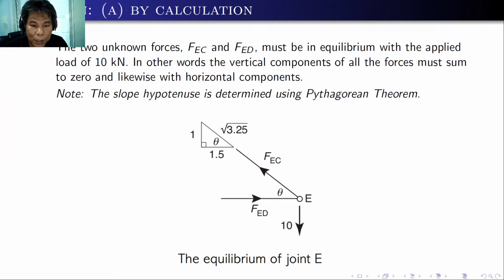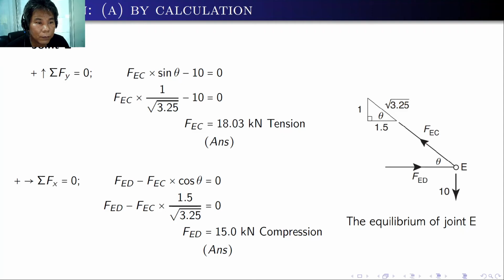Here, instead of the angle, we will be using the slope in terms of 1 vertical, 1.5 horizontal, and the hypotenuse is square root of 3.25, which is computed using the Pythagorean theorem. That is the square root of one side squared plus the other side squared. That's square root of 3.25.